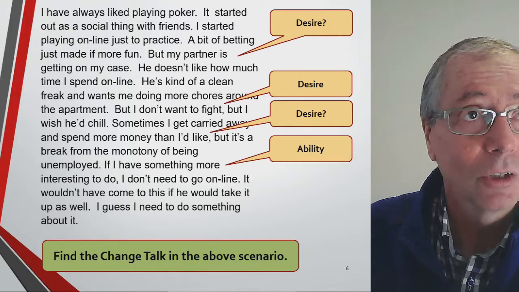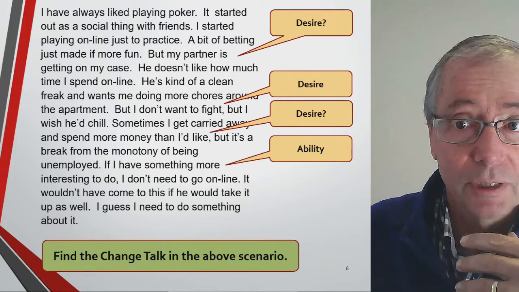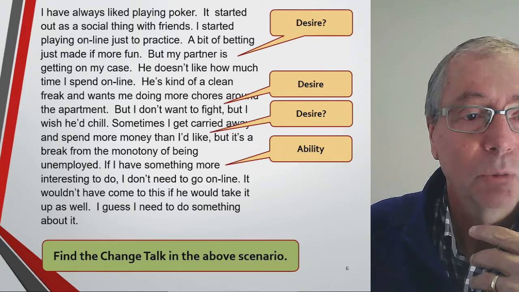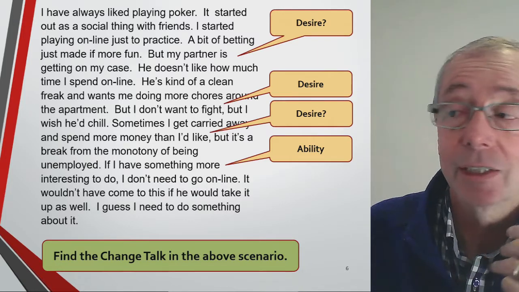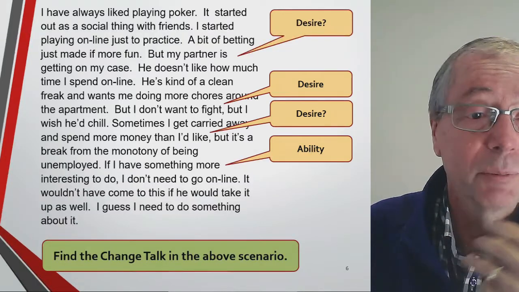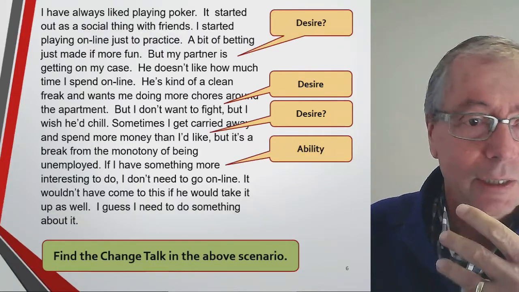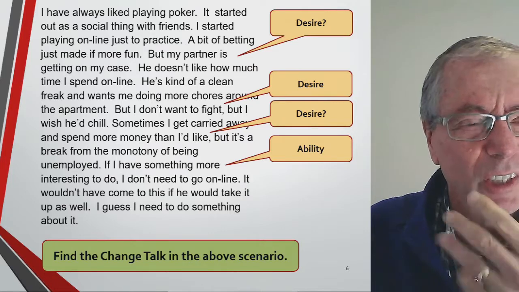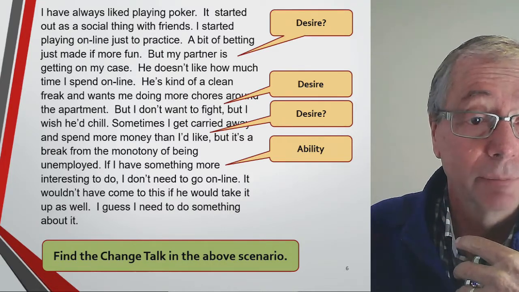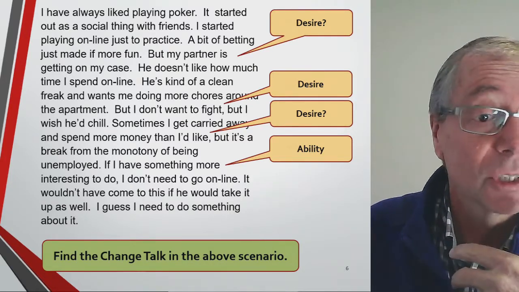If I had something alternative to do, then it wouldn't be such a problem. It wouldn't have come to this if he would have taken it up as well. If he would play poker, it wouldn't be a problem. What is that? Well, it's kind of blaming. It's sustained talk. Or it's not even that. It's just kind of blame. I guess I need to do something about it.